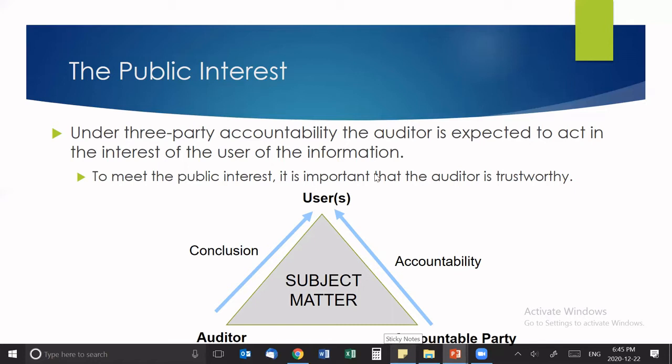The auditor is also participating in the process of providing information to the user. So the auditor is acting in the best interest of the user, not really the accountable party. The accountable party, management or the company, is the one that hires the auditor, but the auditor is really there to serve the users, to make sure the information is appropriate for the users to make decisions on the financial statements.